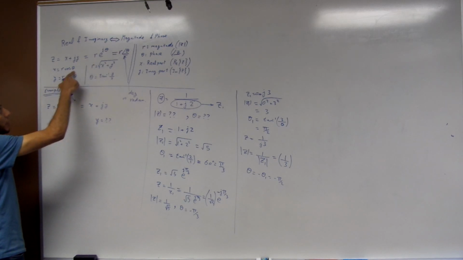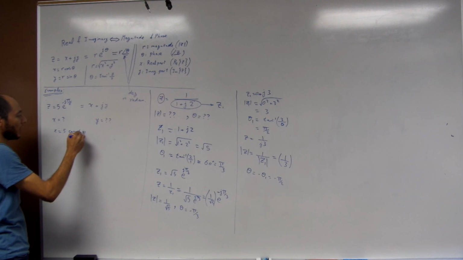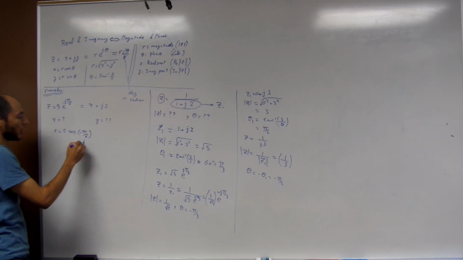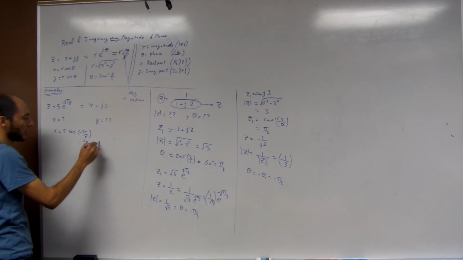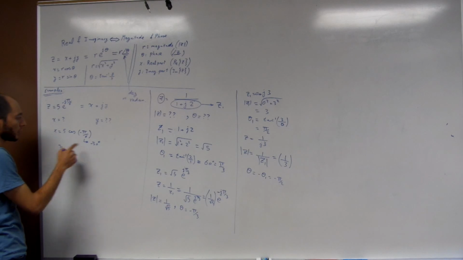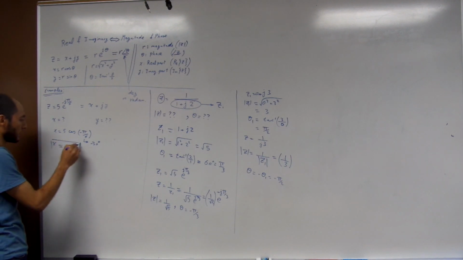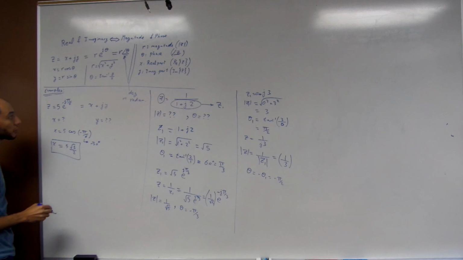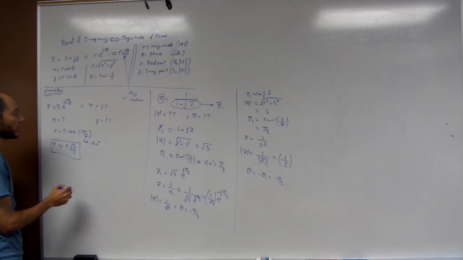multiplied by cosine theta. What is theta? Cosine of negative pi over 6. The value of pi over 6 is 30 degrees, so that's negative 30 degrees. Cosine 30 is equal to square root of 3 over 2, which is the final answer for x, or you could do the approximation by the decimal.